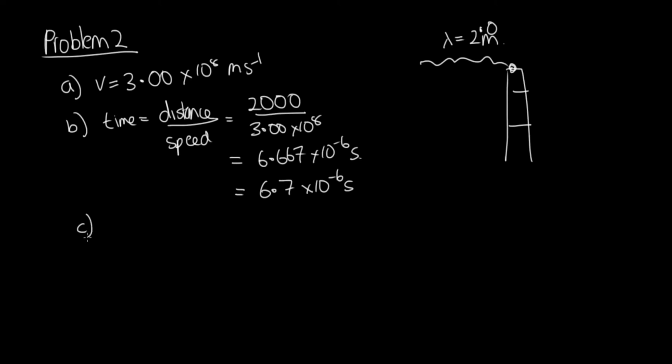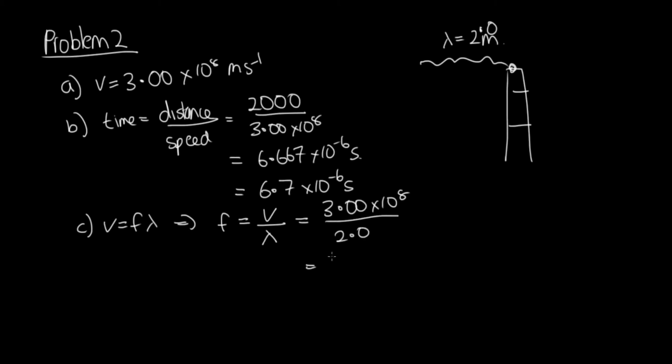Part C asks, what is the frequency of the wave? Well, to answer this one, we'll need to use our wave speed equation, v equals f lambda. We can rearrange this one to get the frequency. The frequency is equal to the speed over the wavelength. The speed is 3.00 times 10 to the 8, and the wavelength is 2 meters, and so this gives us 1.5 times 10 to the 8 meters per second to two significant figures.